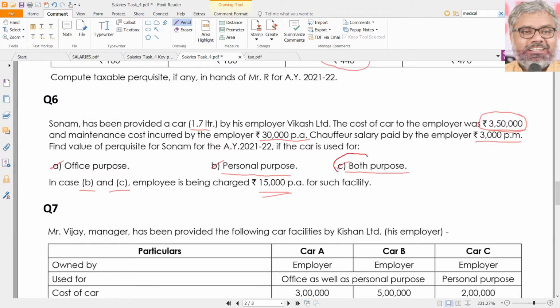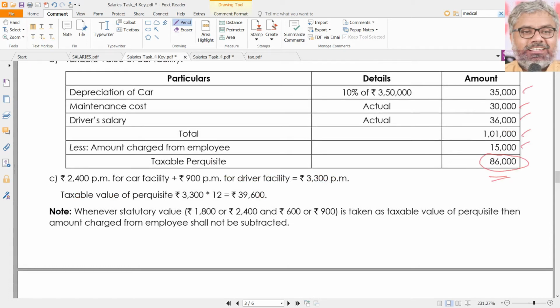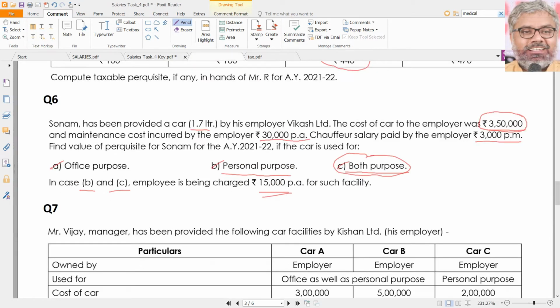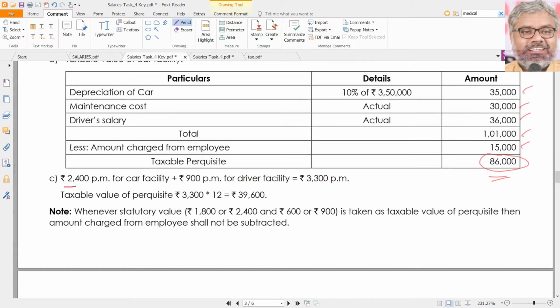Third case, if it is used for both purposes, both meaning official as well as personal. In that case, actual amounts do not matter. Straight away, whatever the law prescribes has to be taken into consideration. And the capacity of the car here is 1.7 liter. So definitely 2,400 per month will be taken as value of perquisite for the car itself.